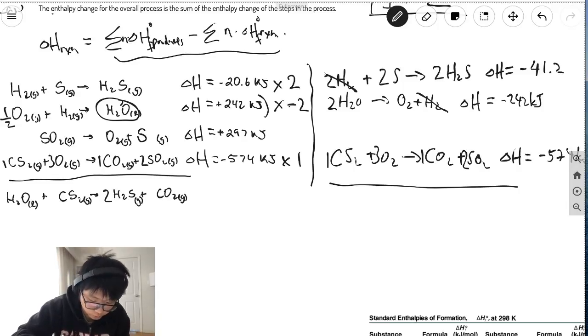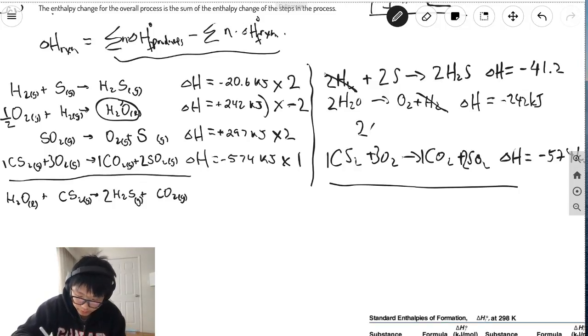Wait, did you erase that 2 on the S? Oh, so there was no S. Oh, there was no 2, I mean. Yeah, so that makes sense now. So what do you think we need to do to the third equation then? Multiply it by 2, exactly. Because if we multiply it by 2, that's how we're going to get those 2 S's there.